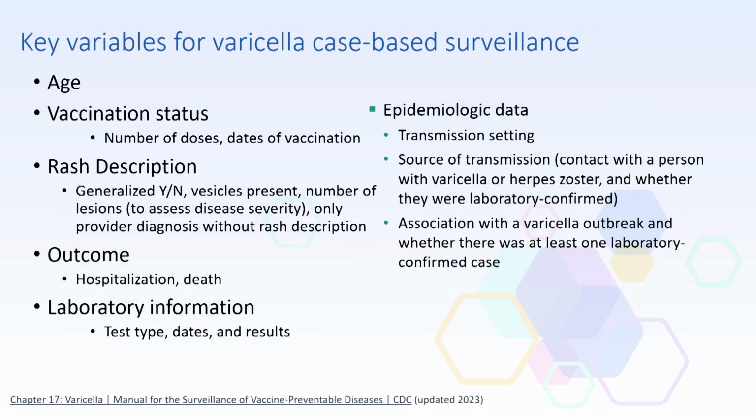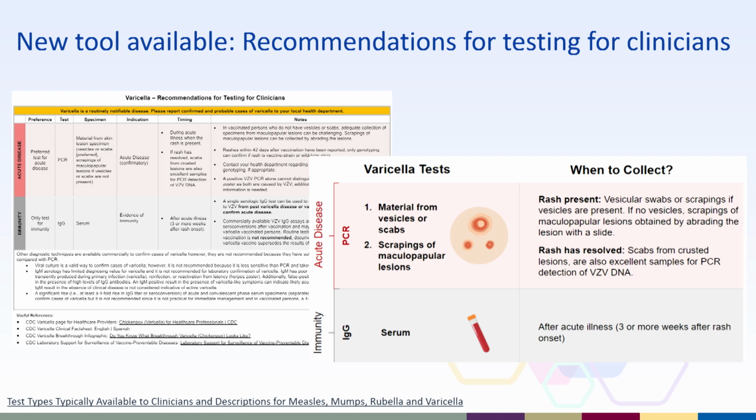Several key variables help us with monitoring the impact of the vaccination program. Some are new in accordance with the new case definition. These key variables are listed on the slide and include age, vaccination status, rash description, outcomes such as hospitalizations and deaths, and laboratory and epidemiologic data in terms of transmission and association with outbreaks. They are also described in the varicella chapter of the VPD surveillance manual. And lastly, given the emphasis on lab confirmation, CDC created a tool with guidance for appropriate tests, specimens, and helpful visuals to help providers order appropriate testing for confirming acute disease and screening for immunity.